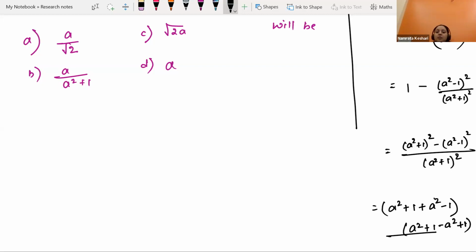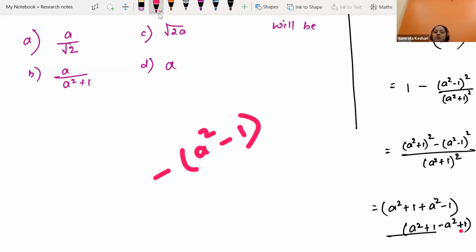Okay, be careful with the sign. See carefully, I have written the plus sign here. Because when you do the subtraction, you will write a square minus 1, and when you open the bracket it will be minus a square plus 1. So we have to be careful with the signs.